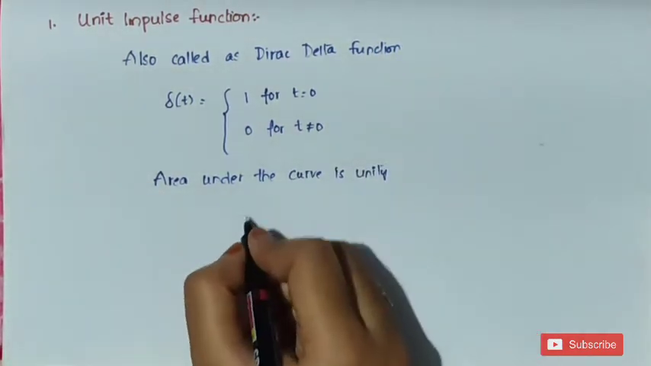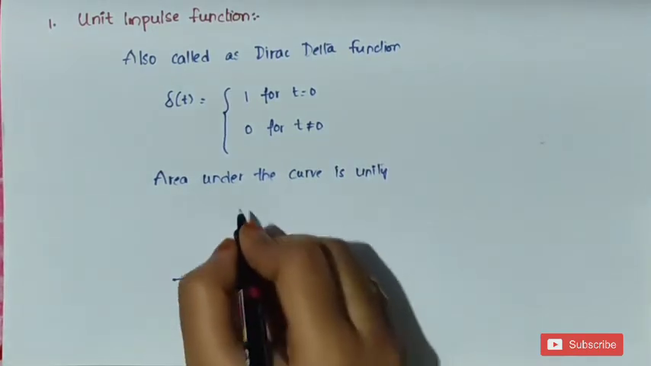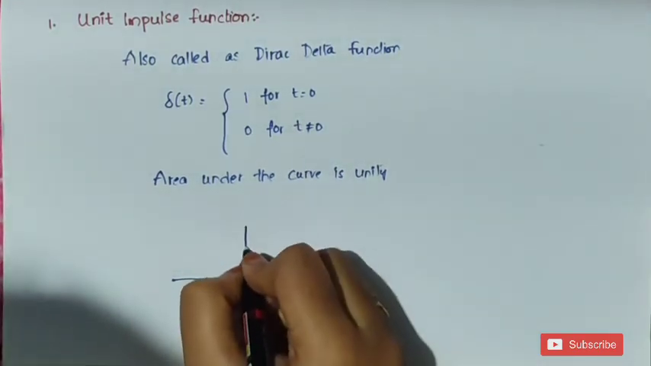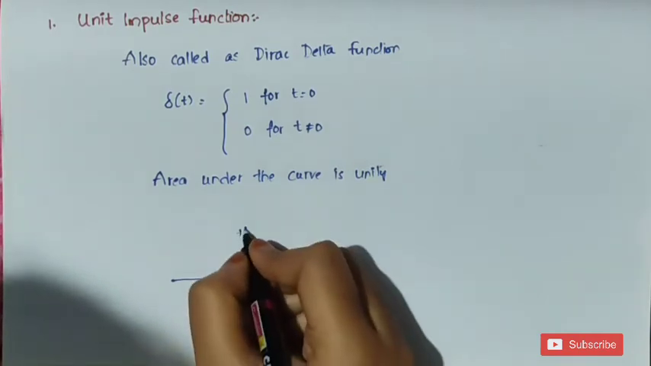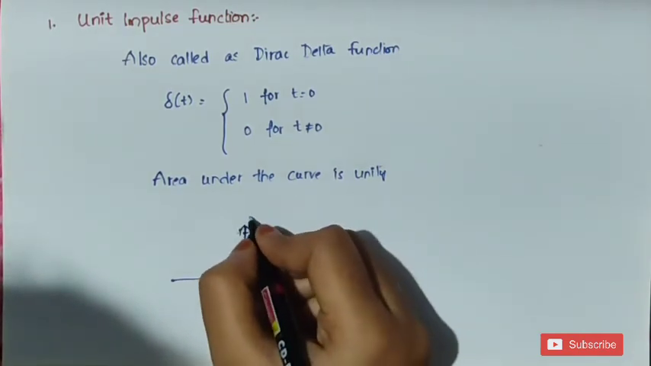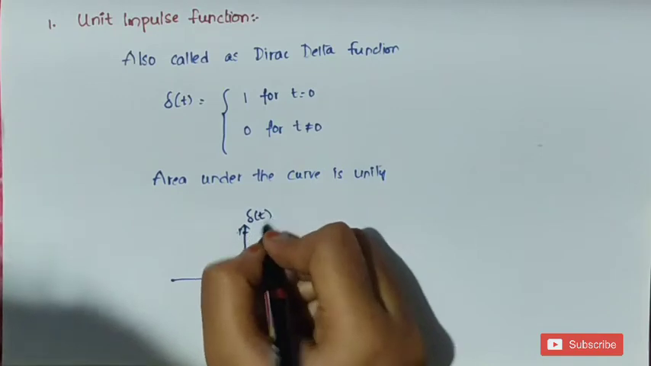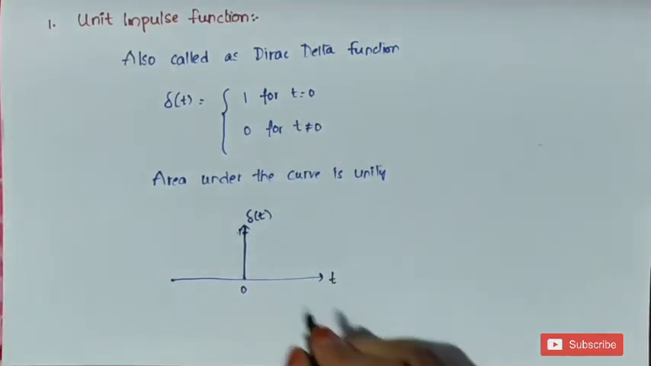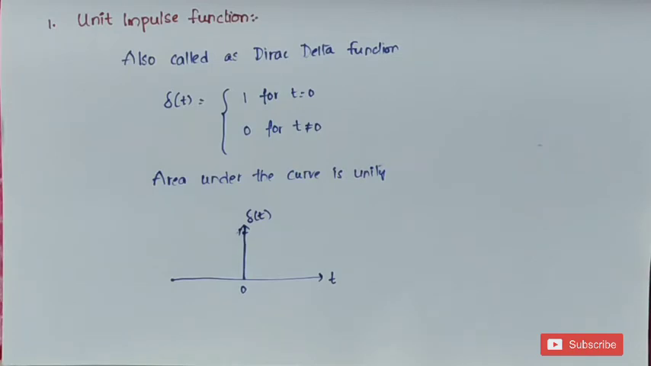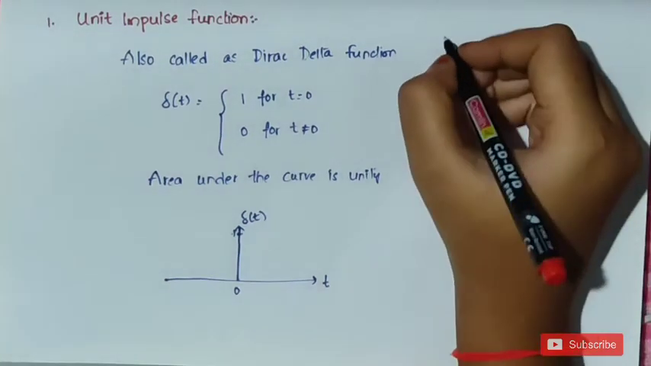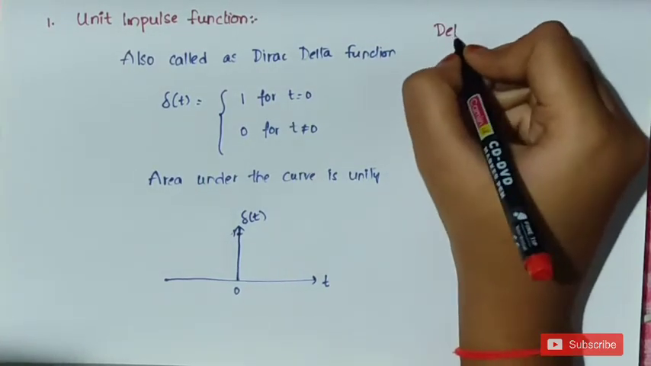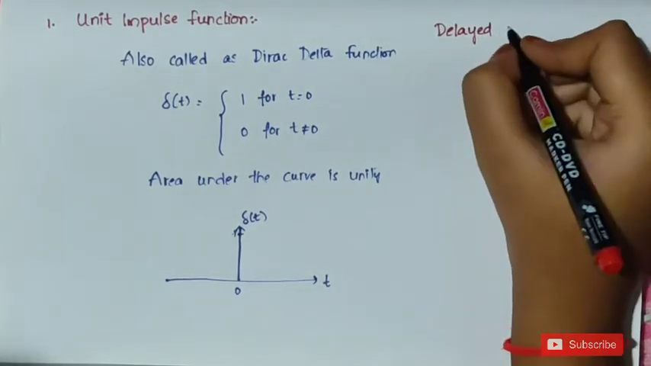Let us see the signal diagram. Here the area under the curve is unity, and at t equal to 0, delta of t is 1. Next, let us see the delayed unit impulse function. Till now we have discussed the unit impulse function.